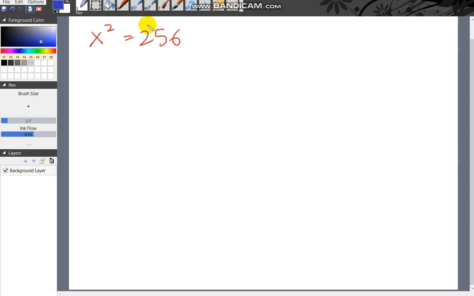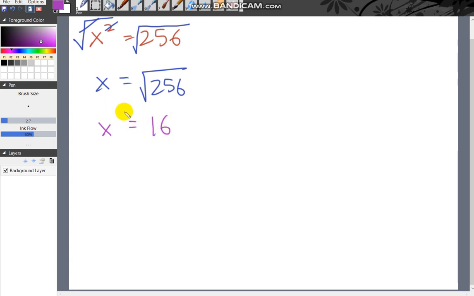So if we want to solve for x, we see we have a square here. In order to get rid of that square, we're going to take the square root of both sides. The square root is going to cancel out with the square, and we're left with x equals the square root of 256. Now, you could just plug the square root of 256 into a calculator, and you will see that x is going to equal 16. And that's basically what your answer would be.